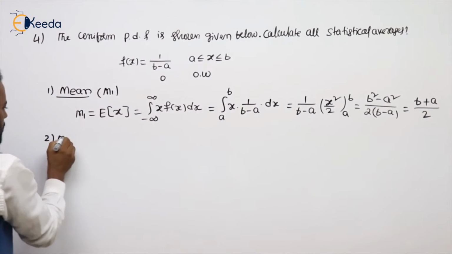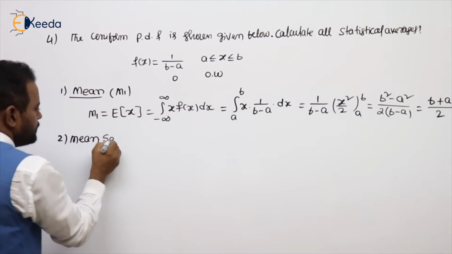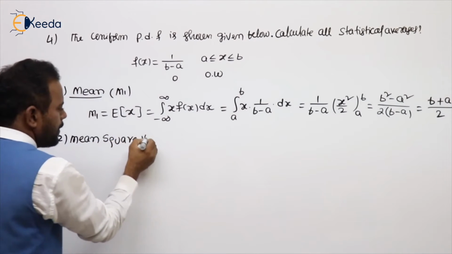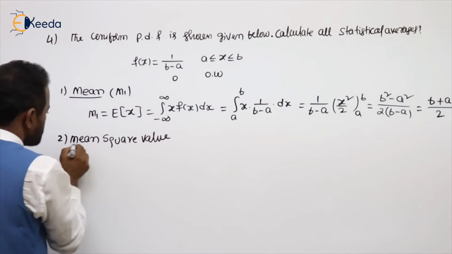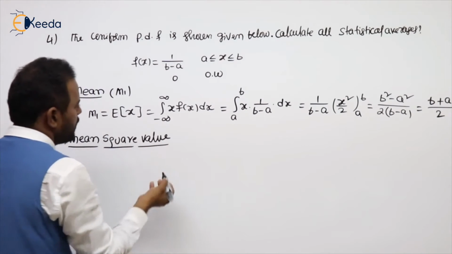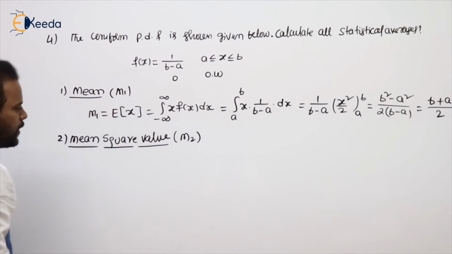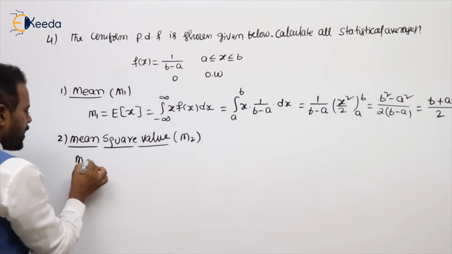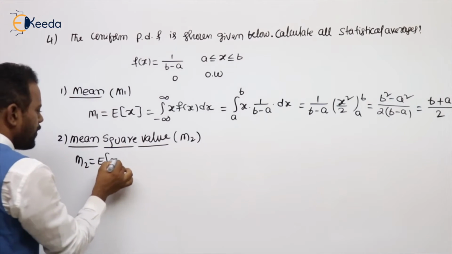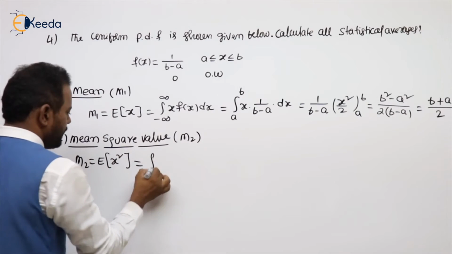Second, mean square value. Directly you can remember those values also, because the problems they are asking, directly you can go. What is the mean square value, sir? Mean square value is m2. What is the m2 formula? Expected value of x square, second moment.